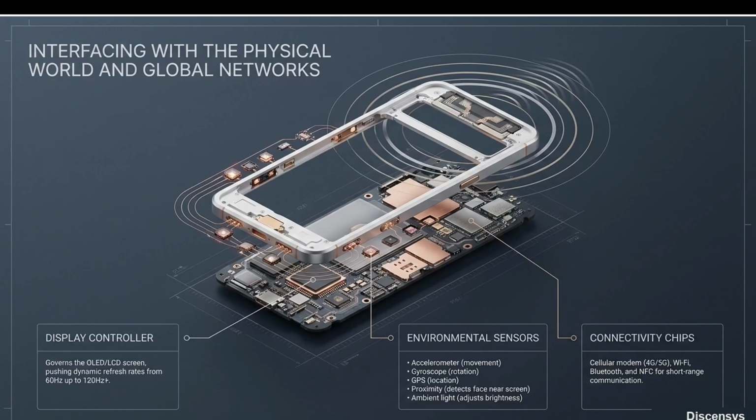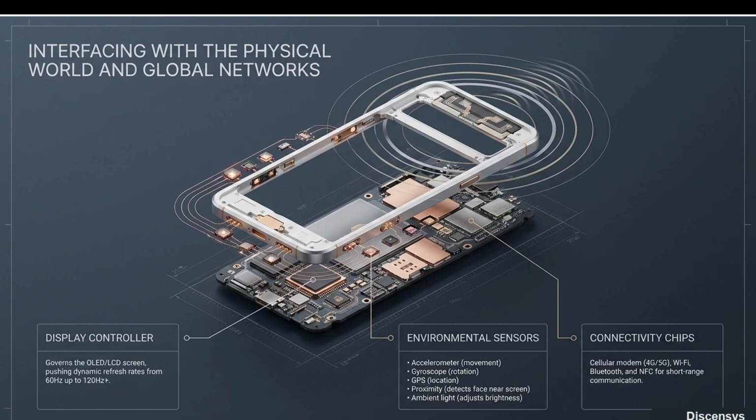Interfacing with the physical world and global networks. To interface with the physical world, there need to be sensors, right? There are multiple types of interfacing. For example, when you walk, the step count gets registered within our phone. That is the movement sensor, which is the accelerometer. And when we rotate our phone, it also gets sensed.